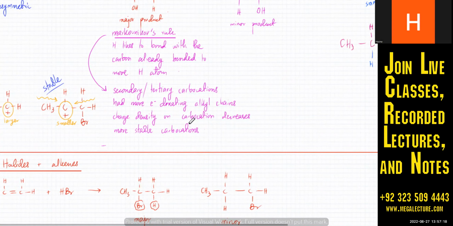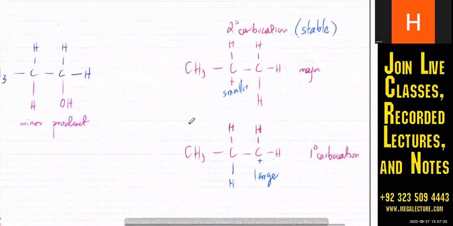Just get this idea straight: if you've got a high charge density carbocation, a very strong positive carbon, that thing will not last. That thing is unstable. Vice versa, if you've got a very low charge density carbocation, then that thing is more likely to get formed. And how do I know it's a low charge density carbocation? Because if it's got more carbon chains around it, then the charge on the carbon will be kind of small. Is that clear? Yes, sir.